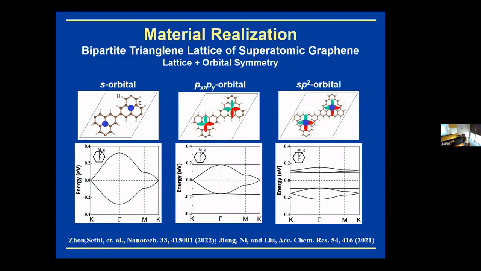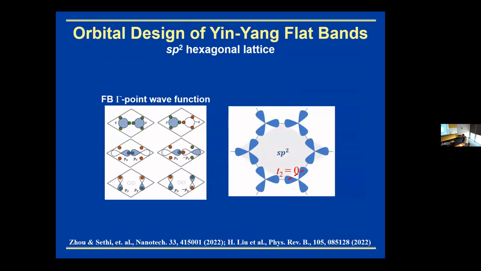This is already a real material, not a model anymore. The reason for T2 equal to 0 is that if you consider three orbitals, s, px, py, we can do the flat band gamma point wave function plot to show the s and px, py symmetry. You can see you form sp2, then this basis, the T2 is basically the hopping between the three bases.